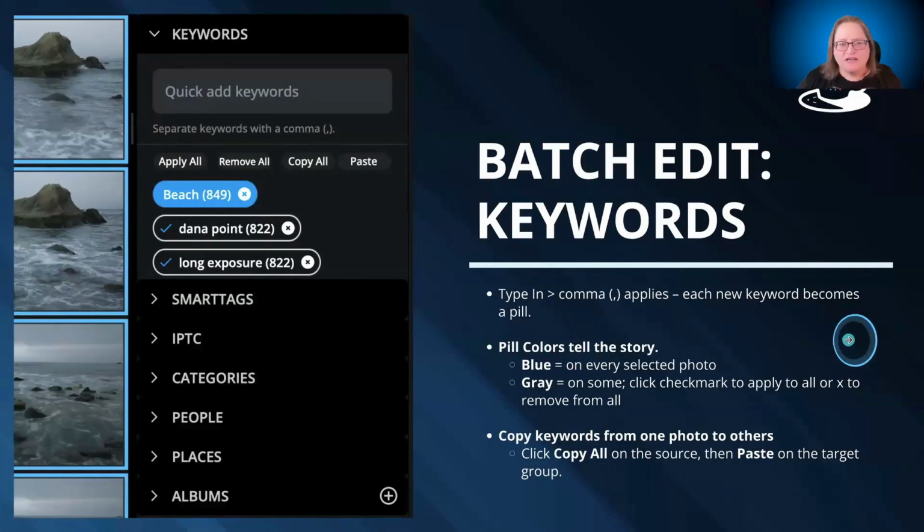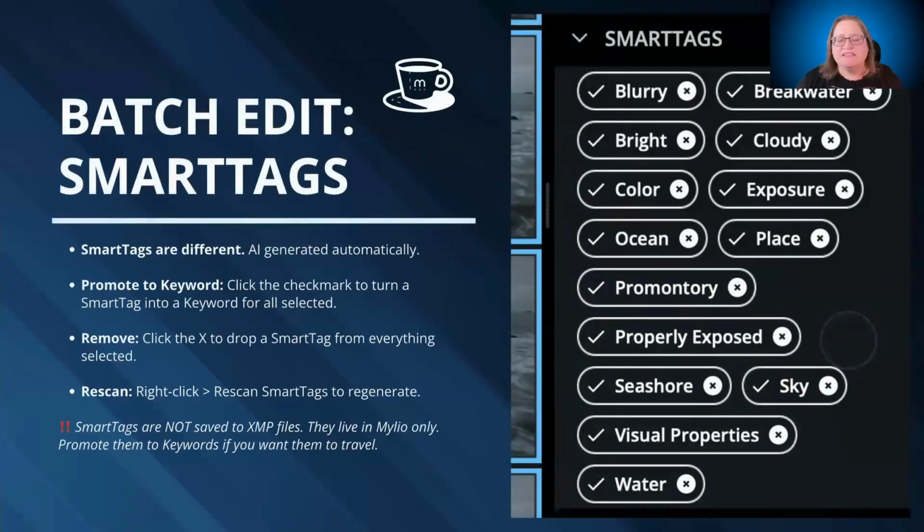All right, so that covers keywords pretty well. Let's move on to smart tags. So these are a little bit different, like I mentioned earlier. These are AI generated. So Mylio runs locally on your computer and generates these AI smart tags. And these are words that describe what the AI thinks is in your pictures. Sometimes they're correct, sometimes they're not.